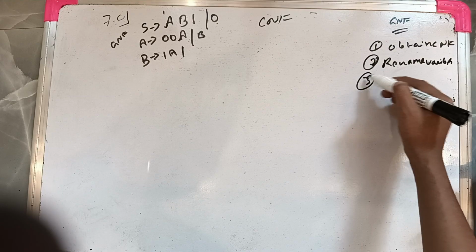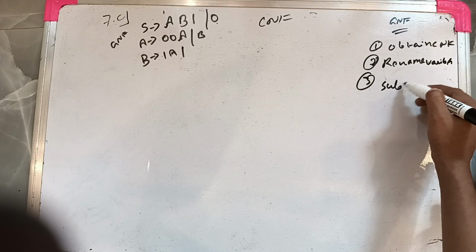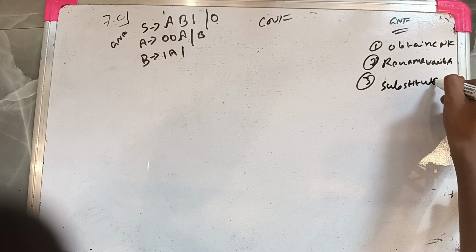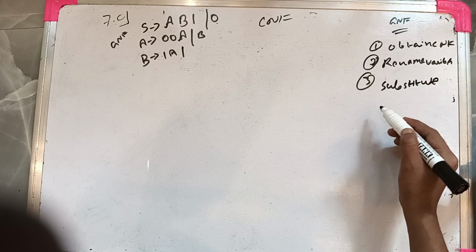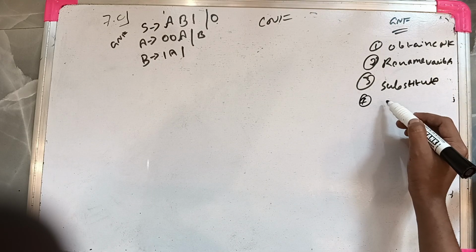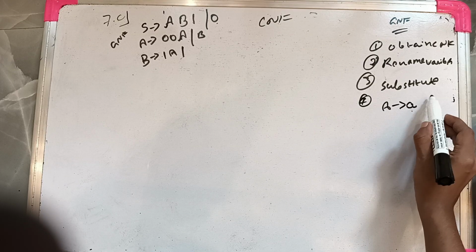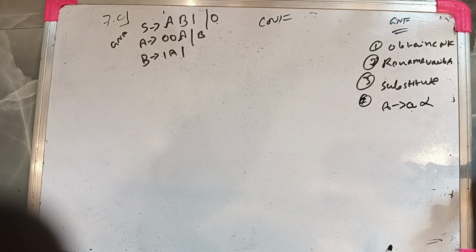And in the third step we need to substitute, and in the final case the output should look like a small letter and after that a capital letter. It may be any number. Okay, so first we need to do what?